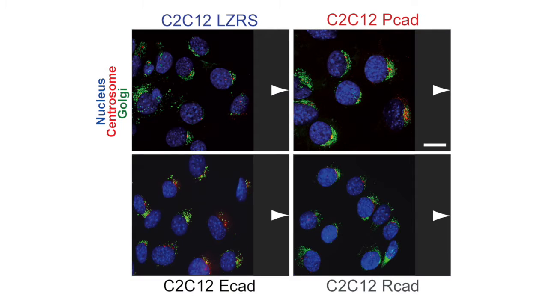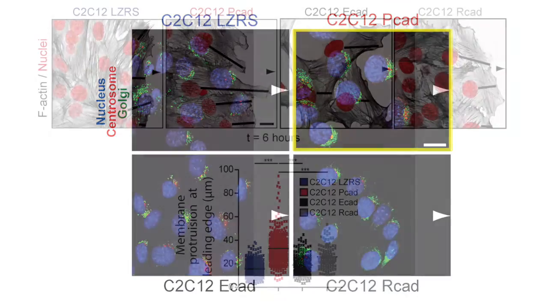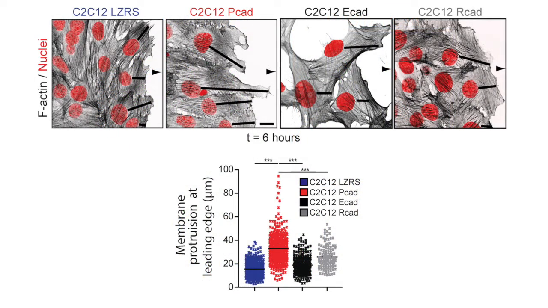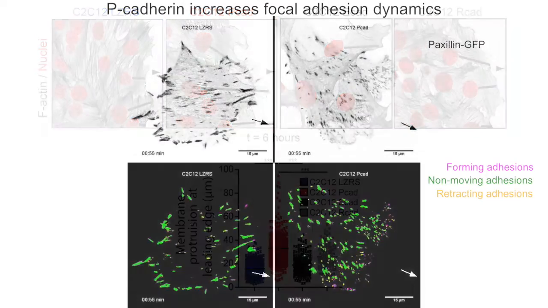Also, by monitoring the position of the centrosome and of the Golgi apparatus relative to that of the nucleus, we observed that P-cadherin expression increased the polarity of the cells. And looking at the organization of the cell layer using actin staining, we observe also that the typical protrusion that is formed at the front of the migrating cells is highly polarized in P-cadherin expressing cells compared to the other cell line.